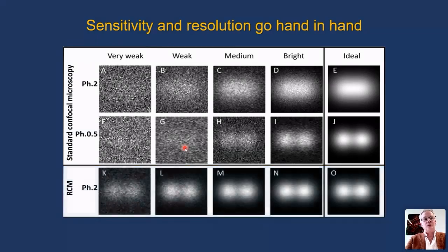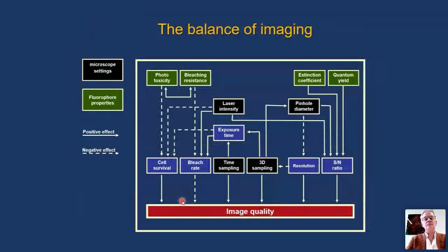In the rescan confocal microscope, the sensitivity is 4 times higher, so the signal-to-noise ratio is much better, it's less noisy, and that means that we can also see the resolution. So that helps also. It also helps to see crisp and sharp images.